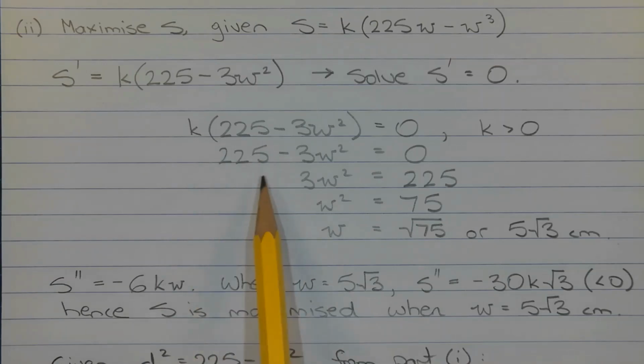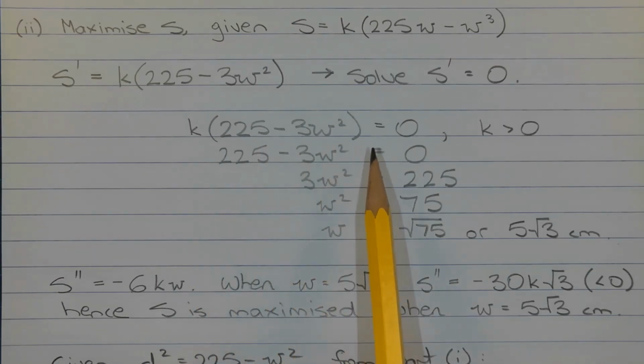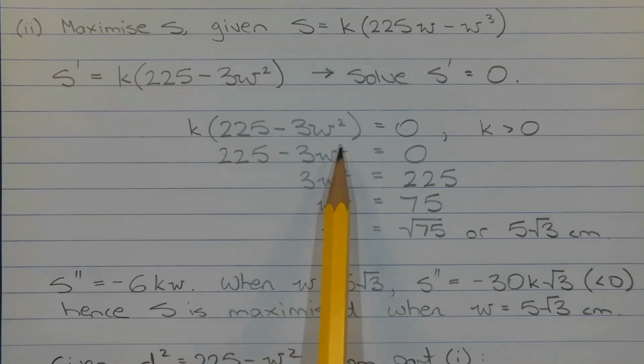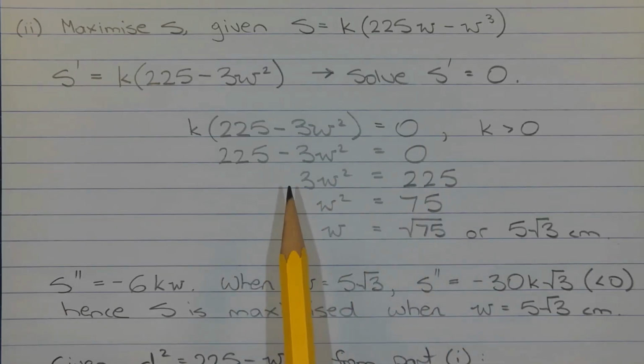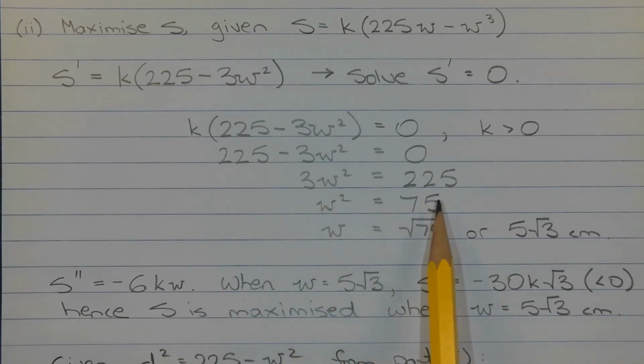And we get 225 minus 3W squared equals 0. Isolating 3W squared, we get 3W squared is equal to 225. Now we can isolate W squared by dividing both sides of the equation by 3, and we get W squared is equal to 75. And taking the positive square root of both sides, since W represents a length or a width, we get W is equal to the square root of 75, or 5 root 3 centimeters in simple surd form.